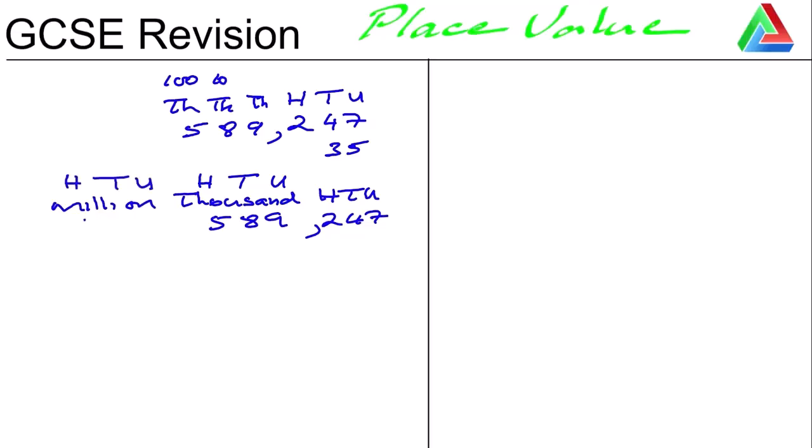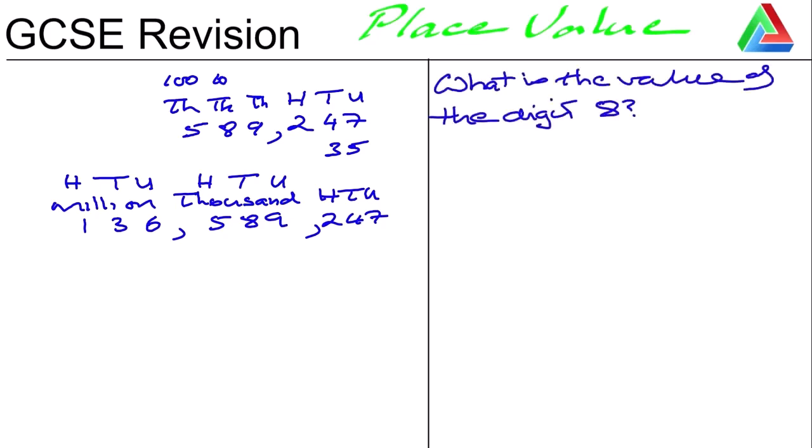And let's do 1, 3, 6. And again, I'll put a comma in here. It makes it easier to read. So this whole number here, I would read as 136,589,247. Very, very straightforward. Now, a typical exam question would be something like this.